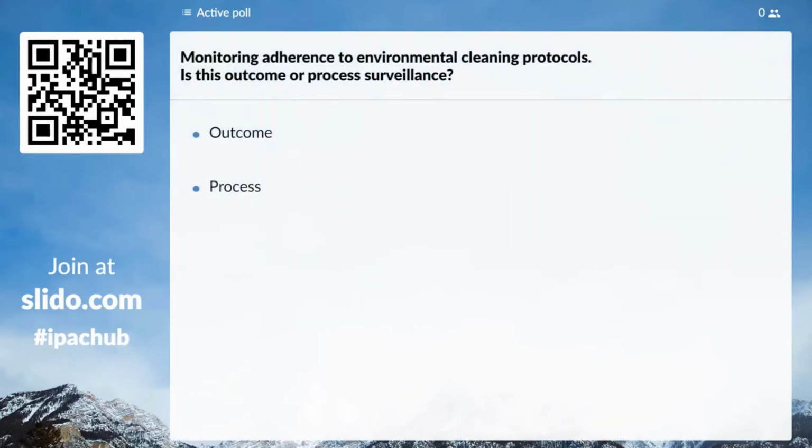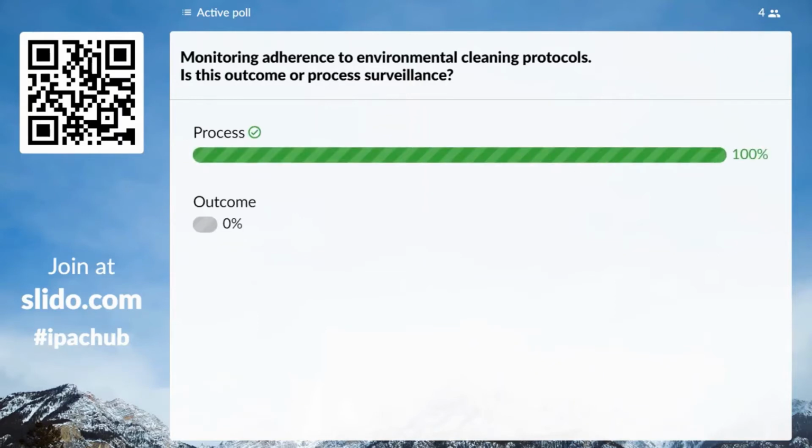This question is, monitoring adherence to environmental cleaning protocols. Would this be outcome surveillance or process surveillance? So I'll give you a minute to think about that and enter your answer into Slido. Great. Okay, look at that. We have everybody's responded and 100% again. So yes, you're correct that checking adherence to environmental cleaning protocols would be process surveillance.